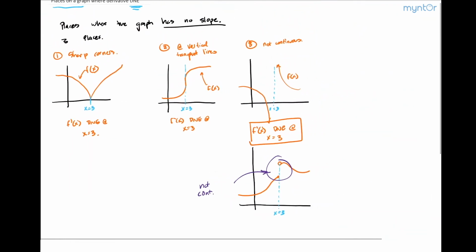So these are just quick ways to look at a graph and understand where there is a derivative and where there is not a derivative.